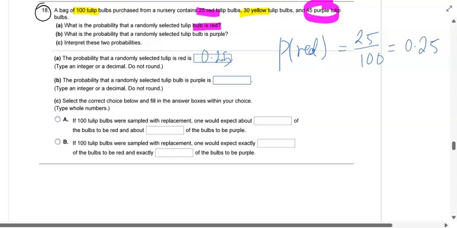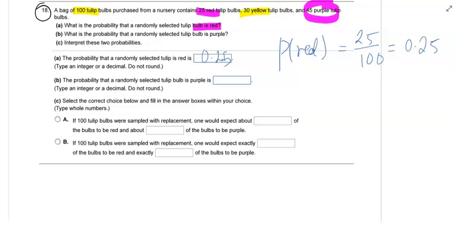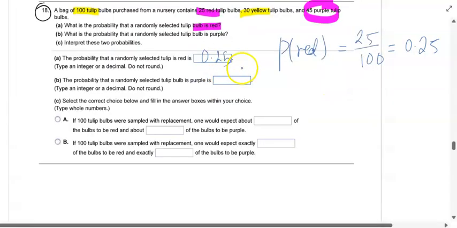Similarly, purple, 0.45, obviously, because out of 100, 45 are purple. Therefore, the probability that a randomly selected tulip is purple is 0.45.